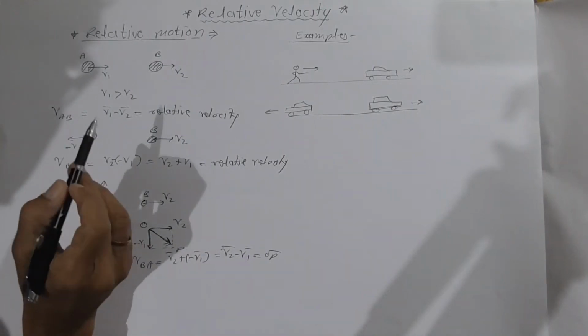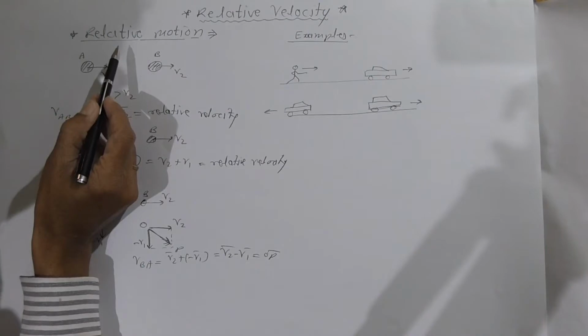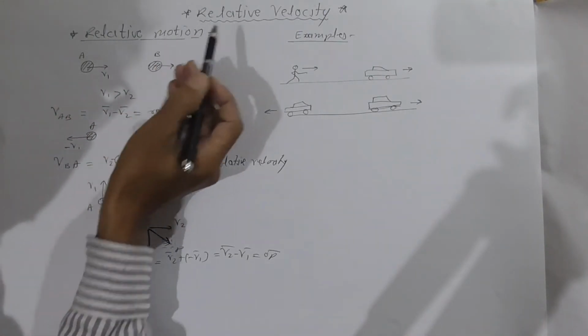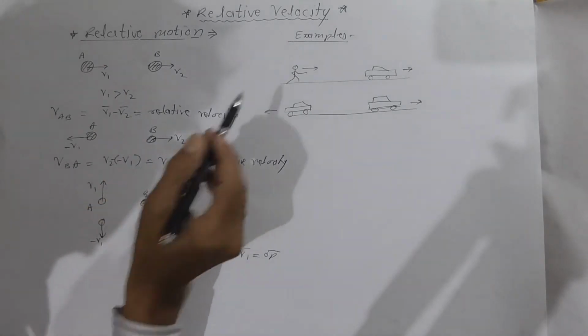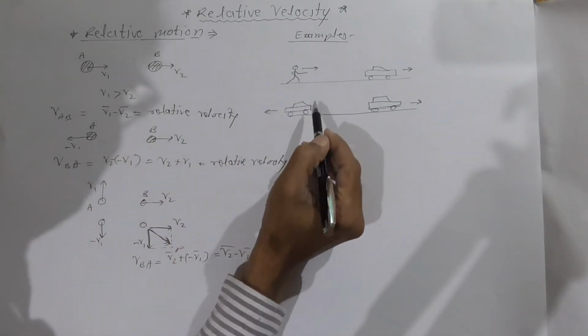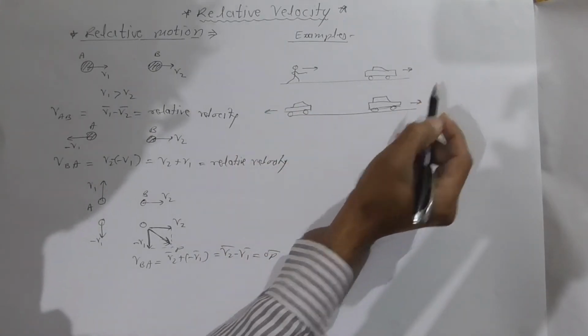We are actually going to discuss relative velocity, and for that purpose the two bodies must be under relative motion, and we are going to take a few examples of that relative motion and relative velocity. What I tried in this picture is that there is a man who is walking along a road in this direction, and on the same road there is a car also moving in the same direction.